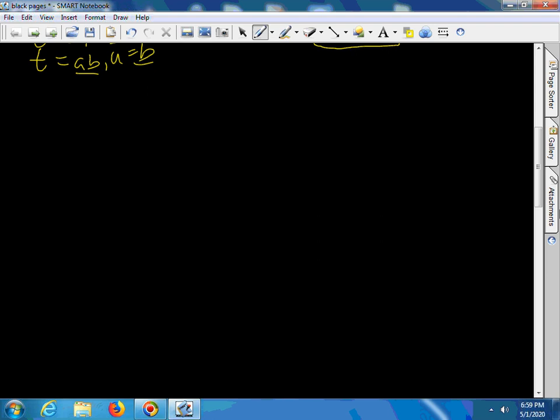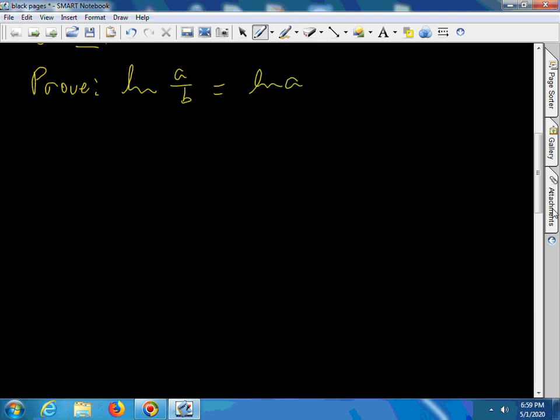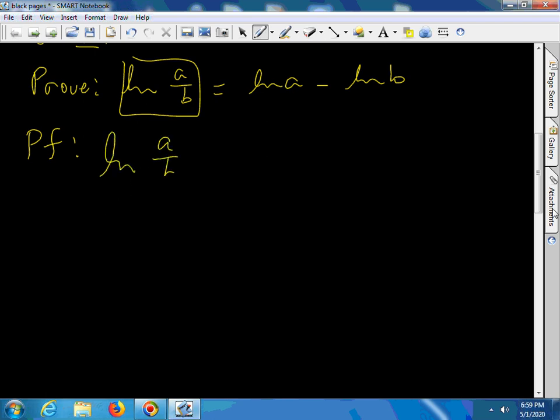Now, let us try the second law. We want to prove that ln of a over b is ln of a minus ln of b. The proof is going to be similar. So we're going to start off with this. Ln of a over b is equal to the integral from 1 to a over b of dt over t.